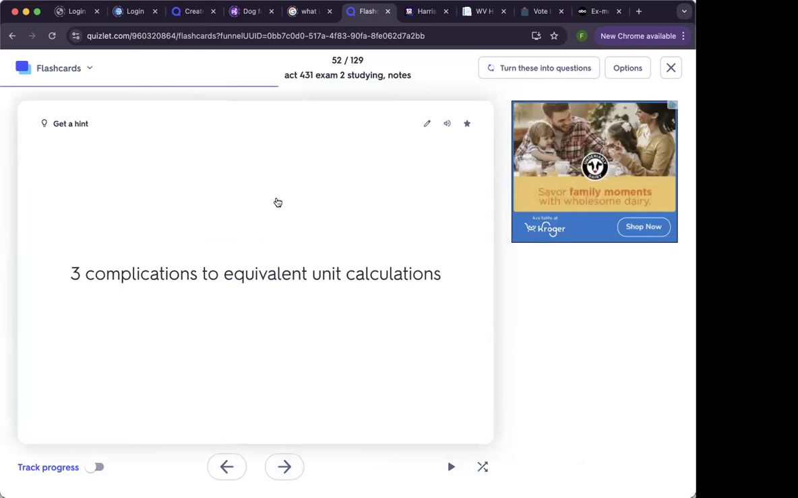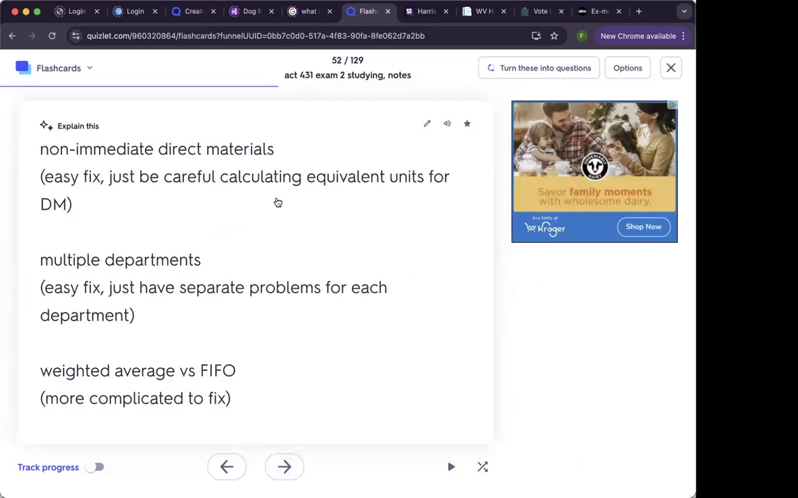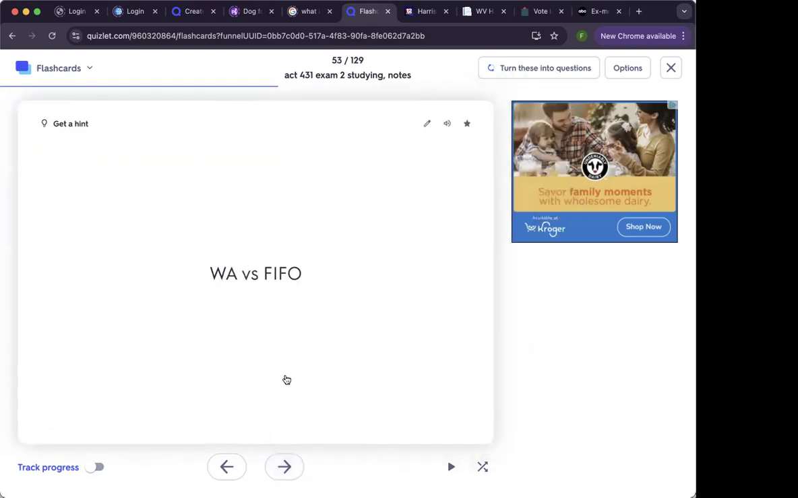3 complications to equivalent unit calculations. Non-immediate direct materials, but we can fix this pretty easily by carefully calculating equivalent units for DM. Another issue is multiple departments. Another easy fix, just have separate problems for each department. And the last issue, weighted average versus FIFO, that's a bit more complicated to fix.